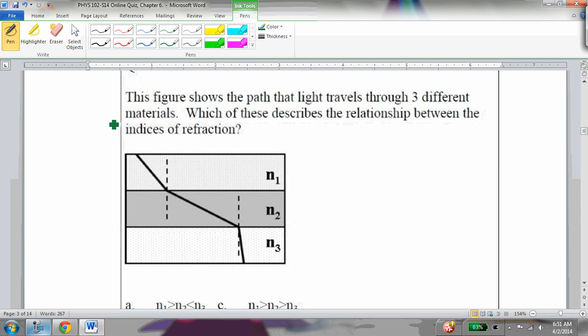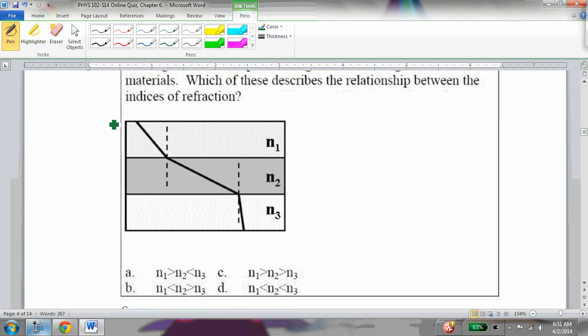A. All right, this figure shows a light path that travels through 3 different materials, which describes the relationship between the indices of refraction. All right, so here I take my wave fronts. Here, notice that it bends away from the normal. That means that it speeds up. That means that n2 has to be less than n1. So if n2 is less than n1, that gets rid of this one and that one, both of which say that n2 is bigger than n1.